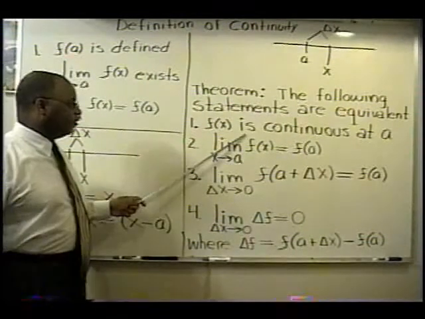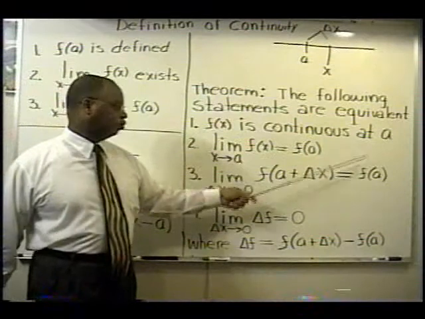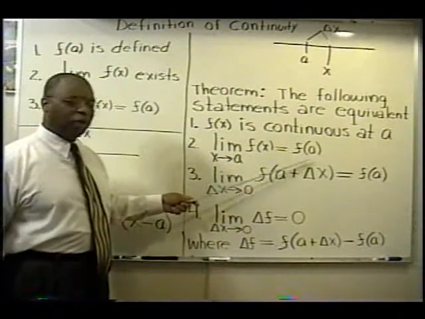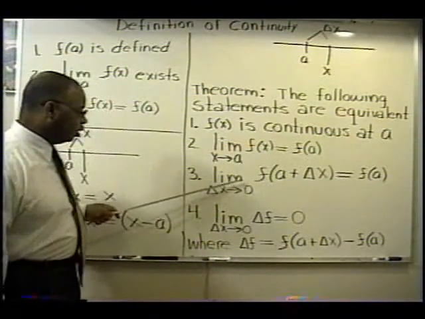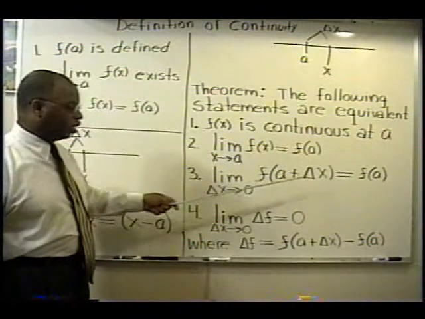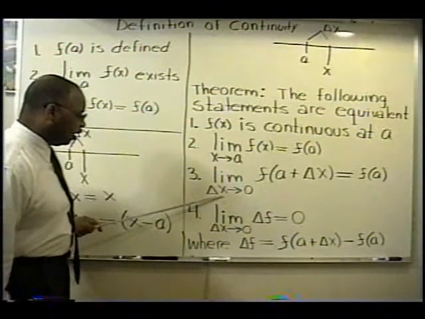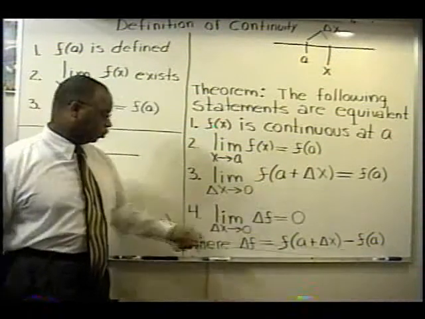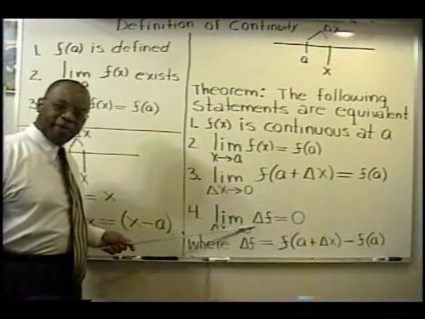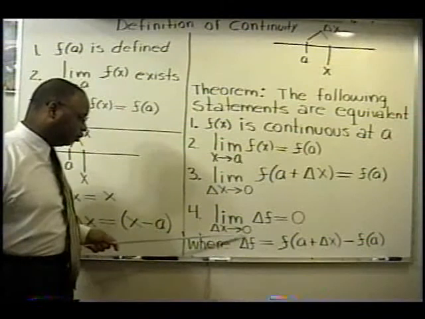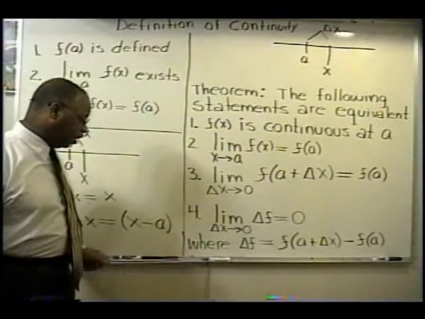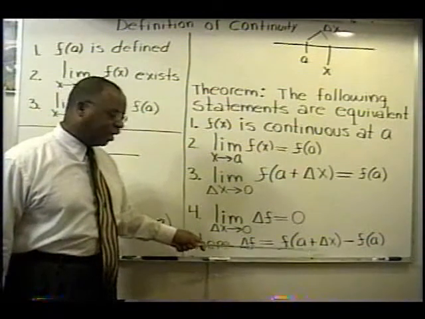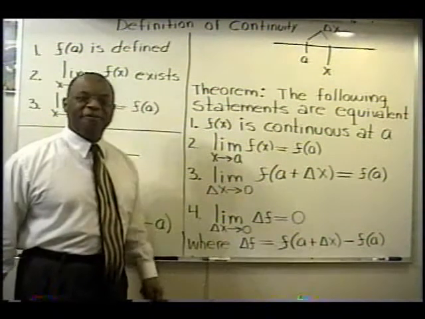1. F of x is continuous at A. 2. The limit of f of x as x approaches A is equal to f of A. 3. The limit of f of A plus delta x as delta x approaches 0 is equal to f of A. 4. The limit of delta f as delta x approaches 0 is equal to 0, and delta f is defined to be f of A plus delta x minus f of A.